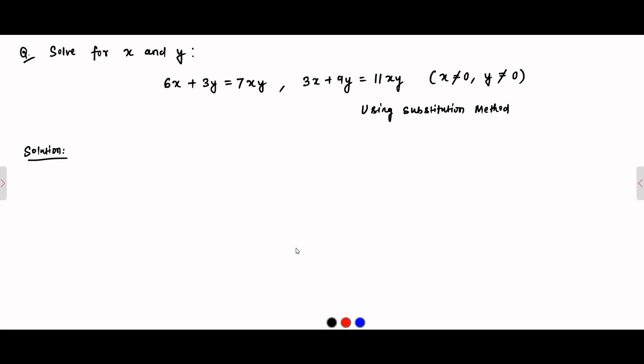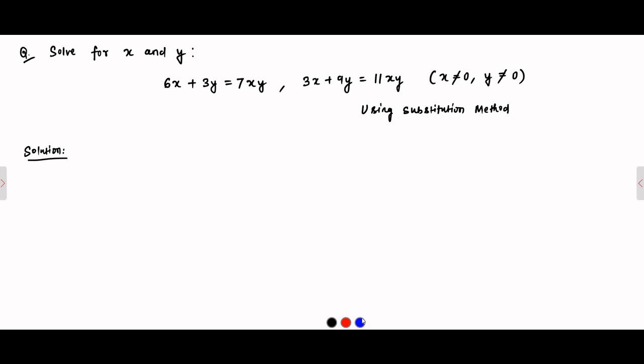So here is another question on solving linear equations in two variables using the substitution method. There are two equations given: 6x + 3y = 7xy and 3x + 9y = 11xy, with x not equal to 0 and y not equal to 0. We have to solve it for x and y using the substitution method. Here we have a slightly different kind of representation of the two linear equations, so we'll see how we'll solve them.